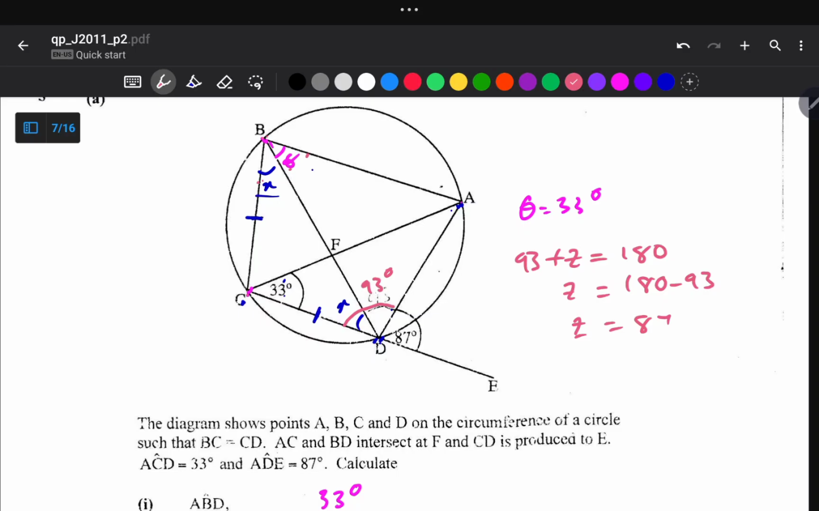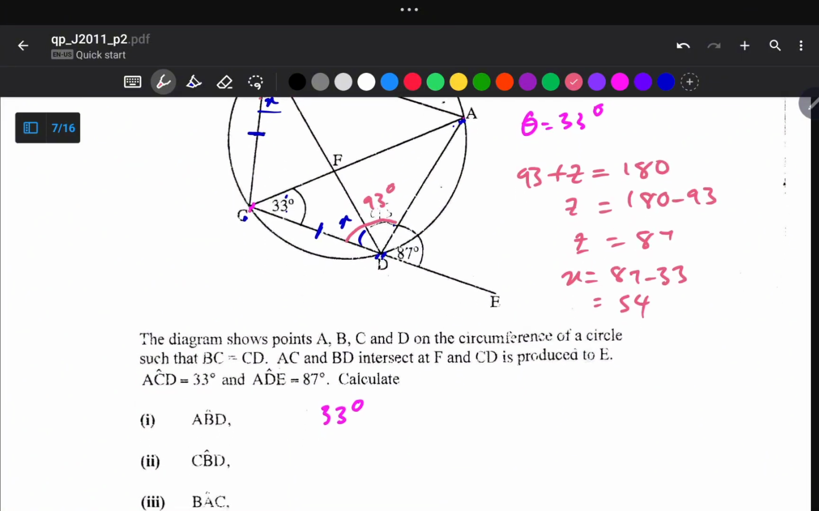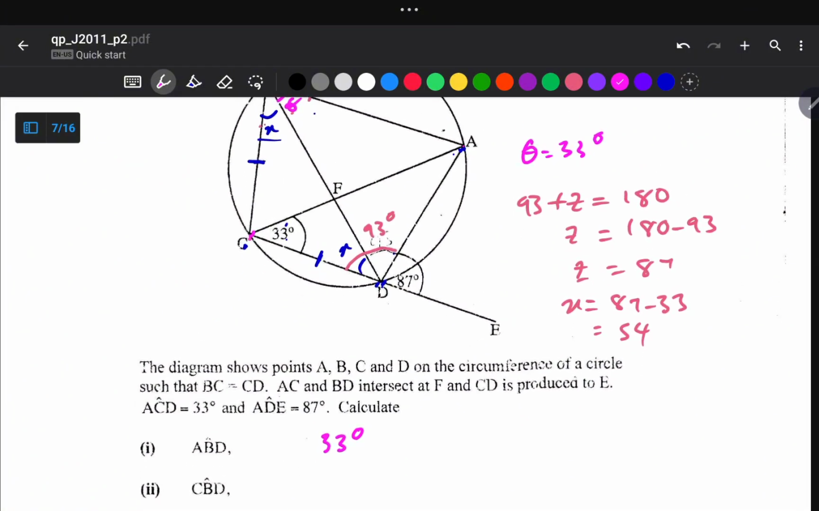Okay, so for us to calculate this angle X here, we subtract 33, the value of theta, from 87. So X is equal to 87 minus 33, and 87 minus 33 is equal to 54. So the value of the angle CBD is equal to 54 degrees.